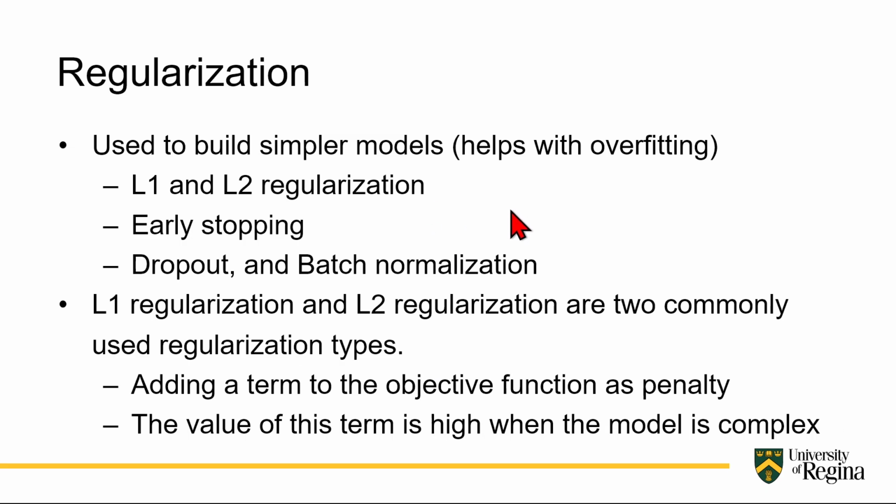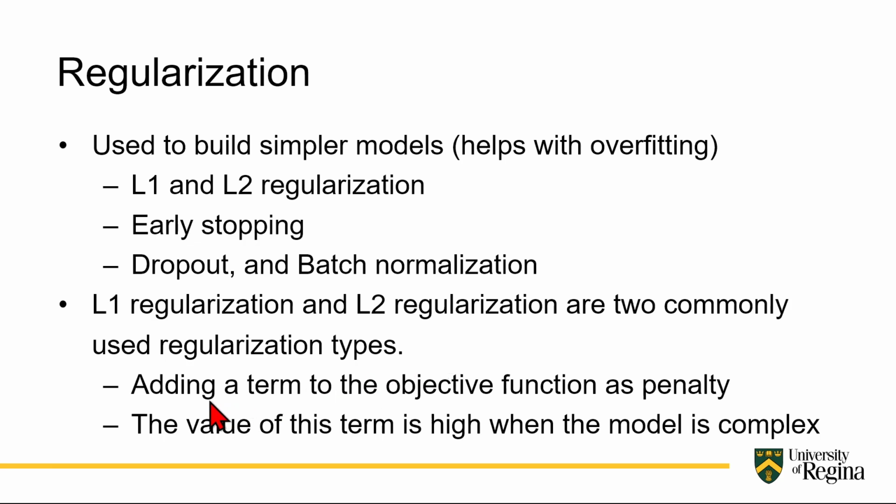To help create better models, we use regularization. It helps us build simpler models, which helps with overfitting. There are a few ways to regularize your model: L1 and L2 regularization, early stopping, dropout, and batch normalization, which is used in deep learning. L1 and L2 regularization are the two commonly used regularization types in linear models.